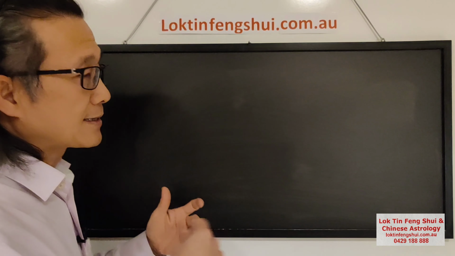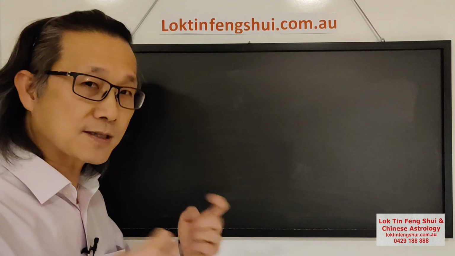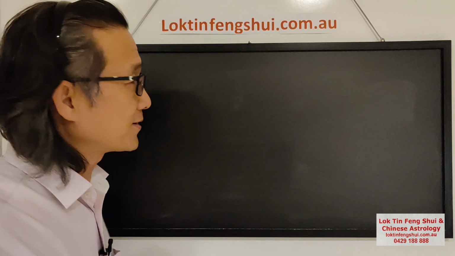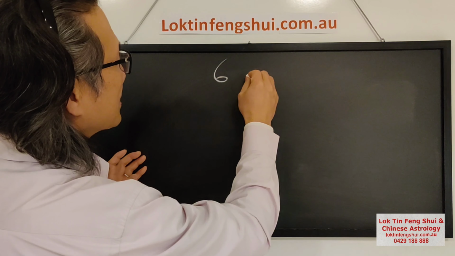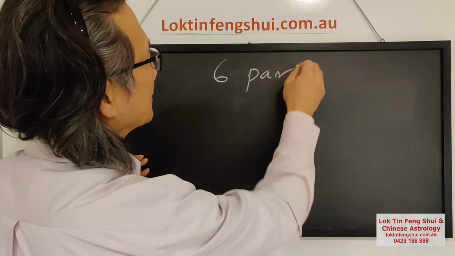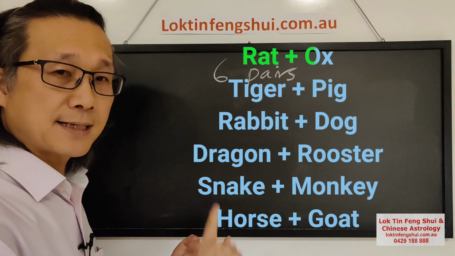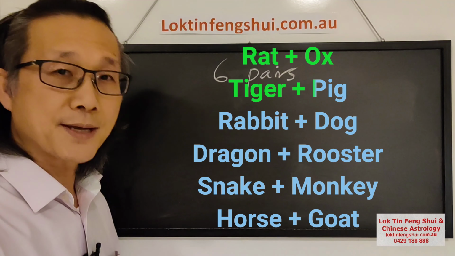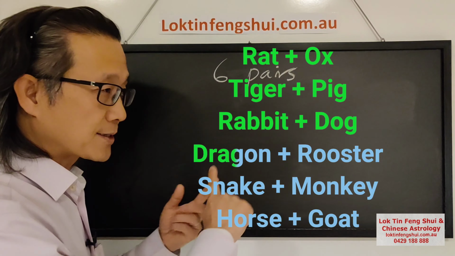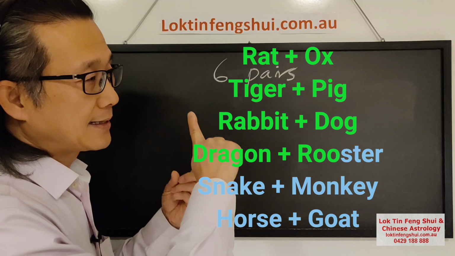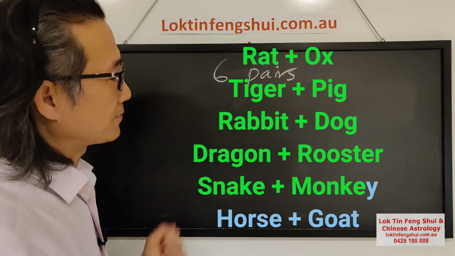Firstly, I call it, and some consultants or masters out there call it, the secret friend, or sometimes six pairs bonding or combination, which is the rat and the ox, the tiger and the pig, the rabbit and the dog, the rooster and the dragon, the monkey and the snake, and the horse and the goat.